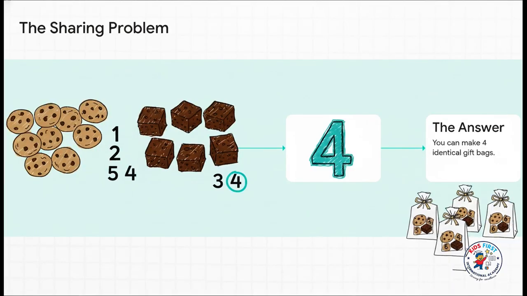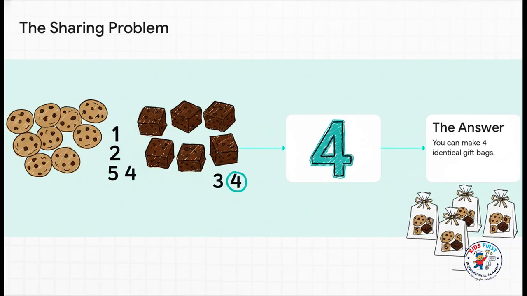Okay, now for the sharing problem. We've got 20 cookies and 24 brownies, and we want to make the most identical gift bags possible. This just screams GCF. So we start by finding the factors, all the numbers that divide evenly into 20, and then all the numbers that divide into 24. Now, what's the biggest number you see on both of those lists? It's 4. That's it. You can make exactly 4 identical bags, and each one will have 5 cookies and 6 brownies.